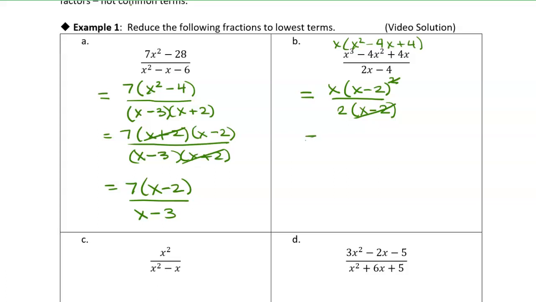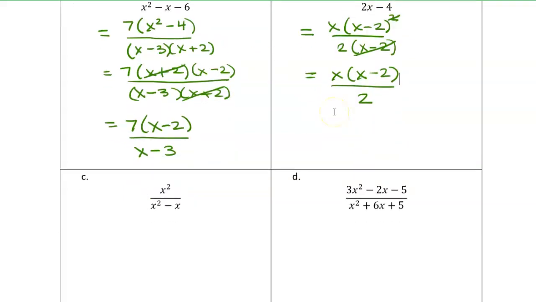And then let's see what we have left. Let's write down, we have x, and then we have still one of these x minus 2's in the numerator. And then we just have a 2 in the denominator. Okay, so there you go. There's our fraction in lowest terms.